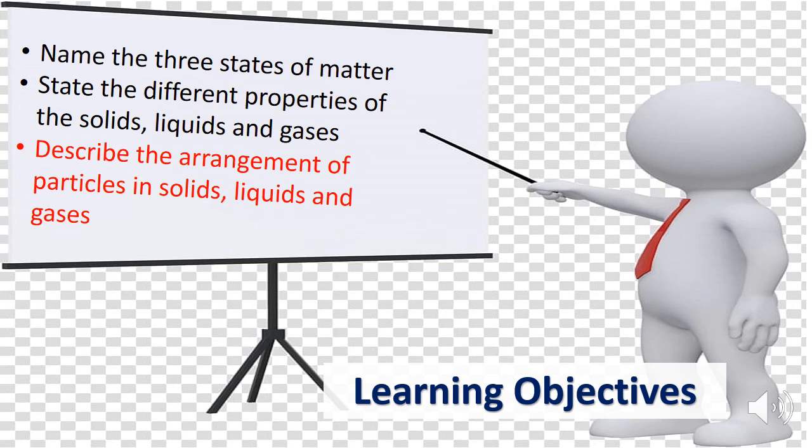So well done Year 6 on completing your first chemistry lesson. Now you can name the 3 states of matter, you can state the different properties of solids, liquids and gases, and some of you can describe the arrangements of particles in solids, liquids and gases. Well done for working so hard. See you soon for our next session.